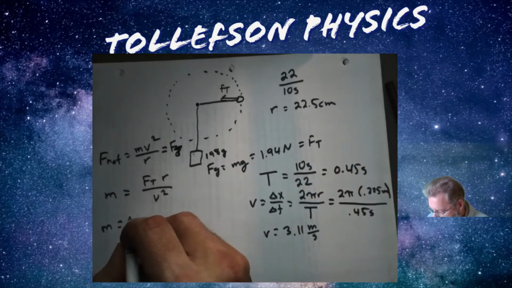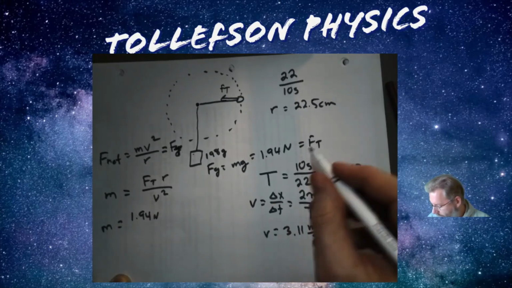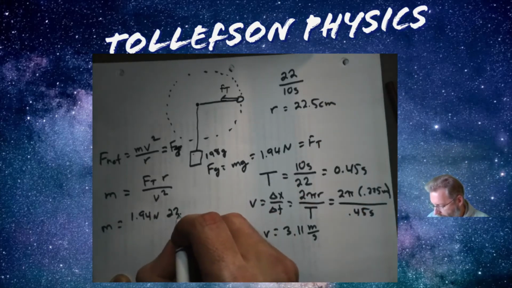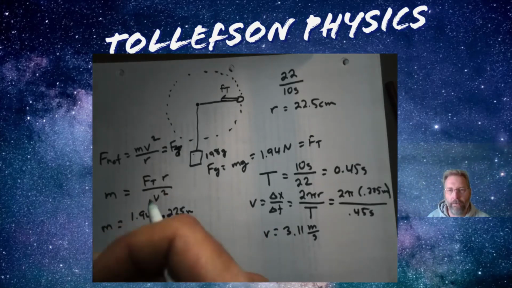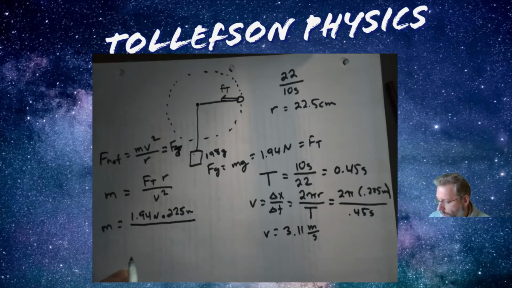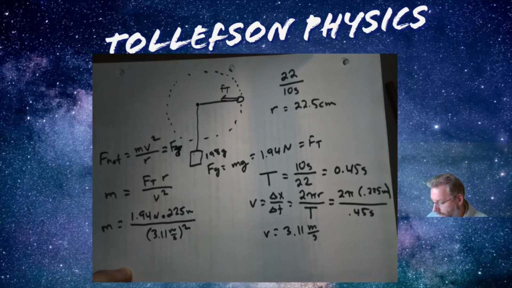So we're saying that the tension force is 1.94 newtons. We're saying that measured value of the radius was 0.225 meters. I'm going to use SI units because I have newtons. And so I want to use all standard MKS units, meters, kilograms, and seconds. And then the velocity is 3.11 meters per second, squared, which I still have on my calculator. So I will square it and put it on the bottom, and then multiply by 1.94 and multiply by 0.225.